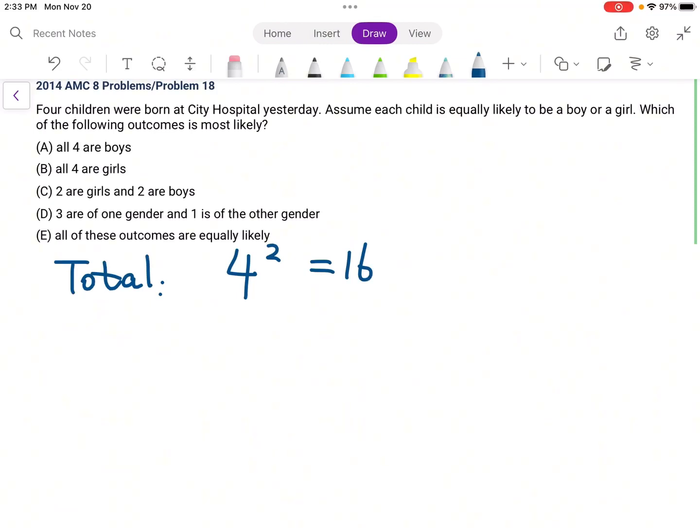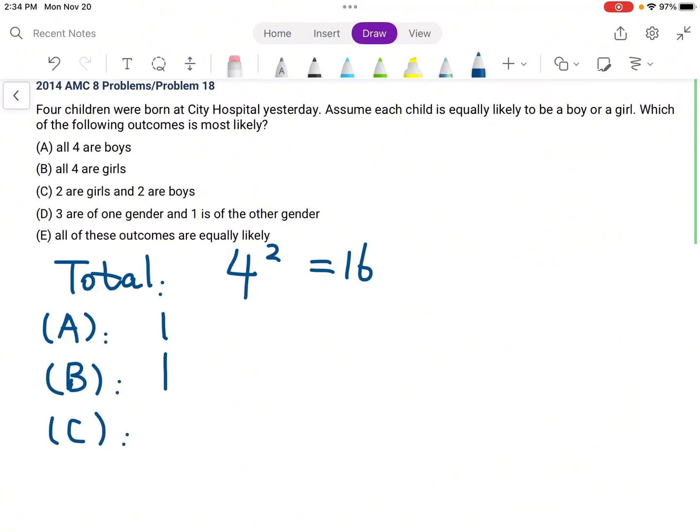And for choice A, there is only one situation where all 4 are boys, so that's 1 out of 16. And for choice B, similarly, there is one choice where the 4 children are all girls, so that's also one choice out of the 16 choices. And for choice C, 2 are girls and 2 are boys.